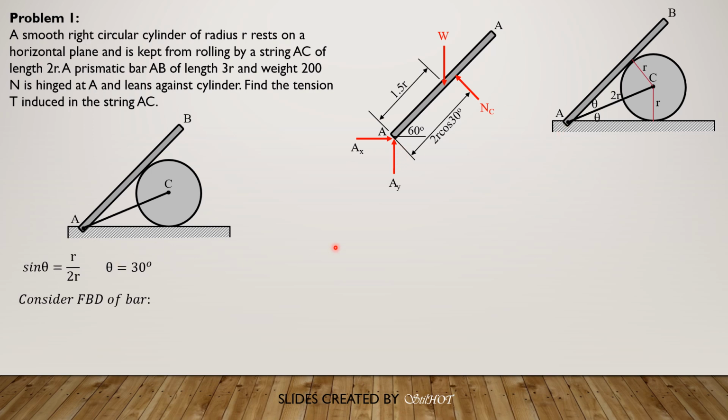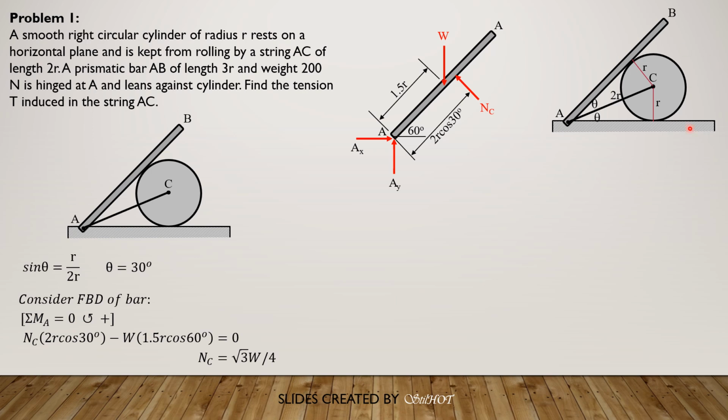Because theta is 30 degrees, summation of moment about point A equals 0, counterclockwise positive. So we have N sub C times quantity 2r cosine 30 minus weight W times 1.5r cosine of 60 equals 0. Take note that W is equal to 200 newtons, so let's just denote it with W. Simplifying, cancelling out small r, N sub C is square root of 3 over 4 of W.